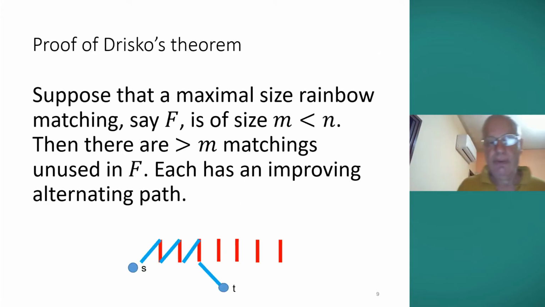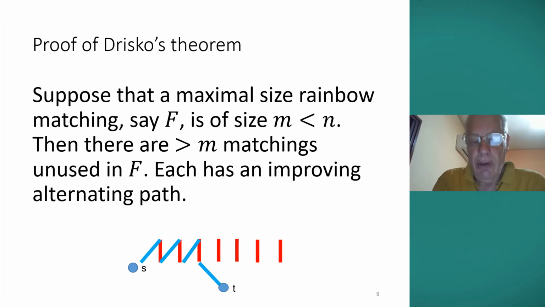Okay, now let's use this to prove Drisko's theorem. So you look at a maximal rainbow matching. Suppose that the maximal size of such a rainbow matching is some number m, strictly smaller than n. Remember, Drisko's theorem speaks about 2n minus 1 matchings of size n. So you've used less than n, then you're left with more than n, which is larger than m, so you have more matchings that you haven't used than edges in the maximal size. So the red matching here is the maximal size rainbow matching. And every unused matching is of size n, which is larger than n minus 1. So I think you know that it has an improving, augmenting, alternating path.